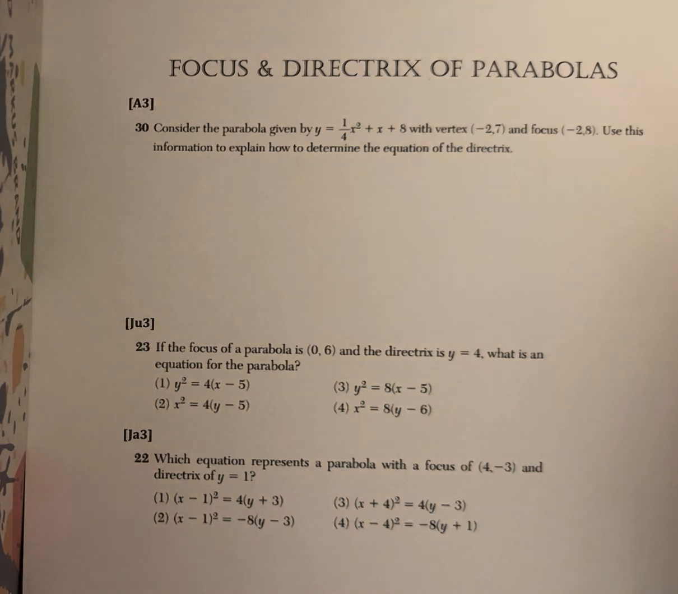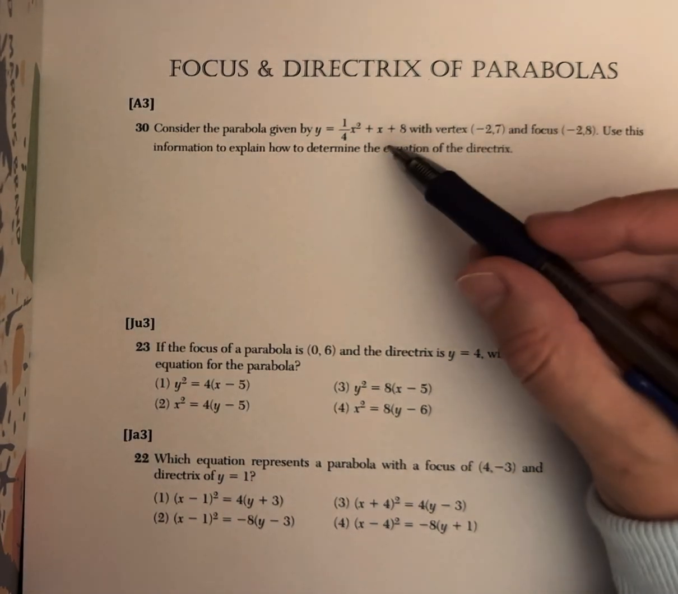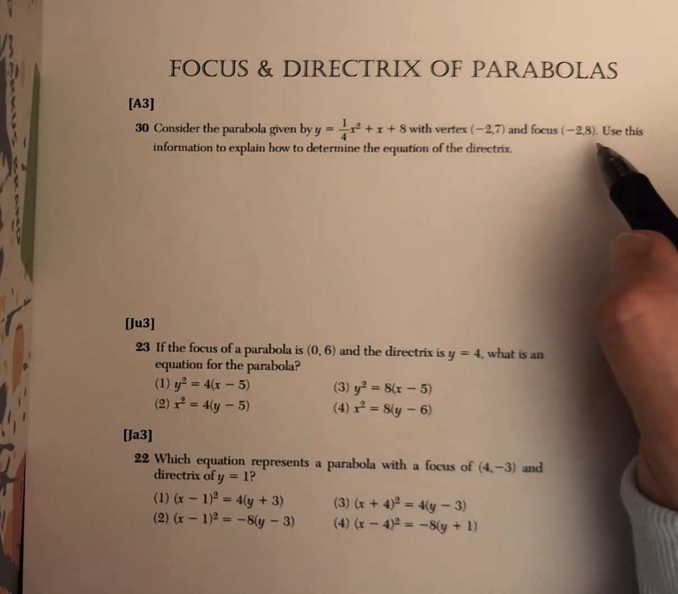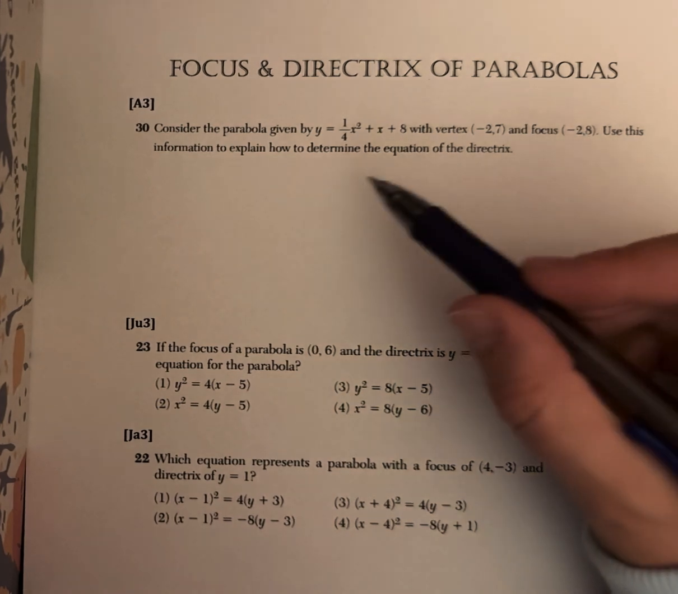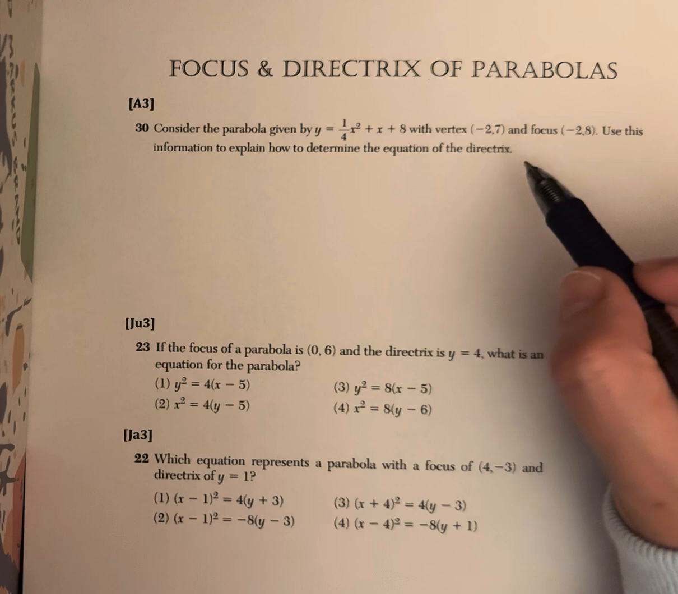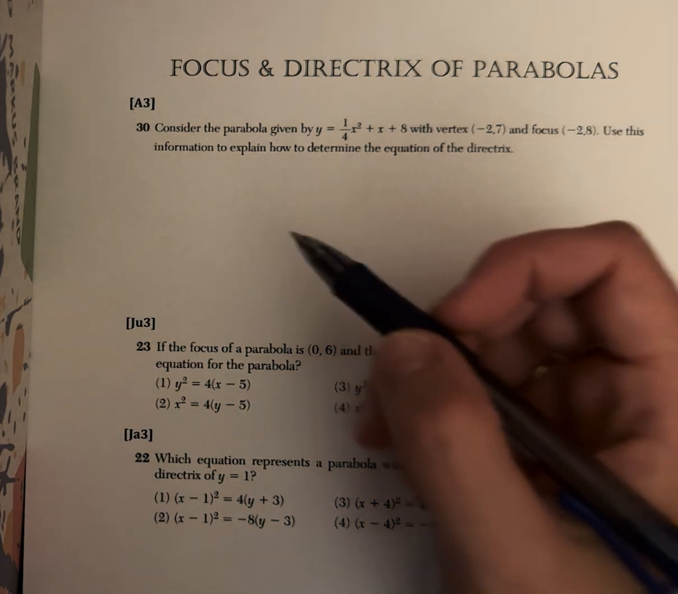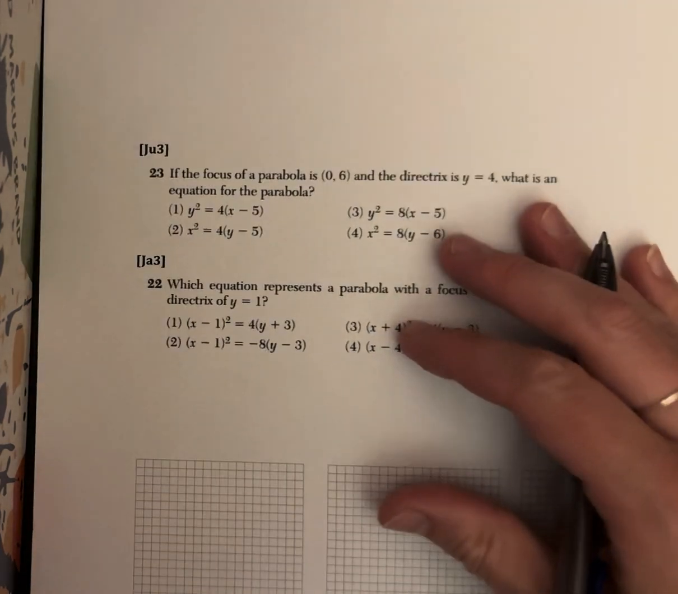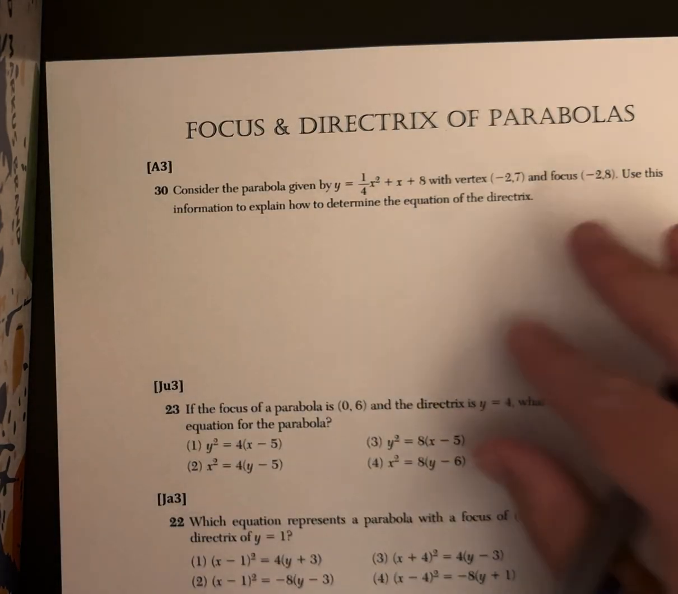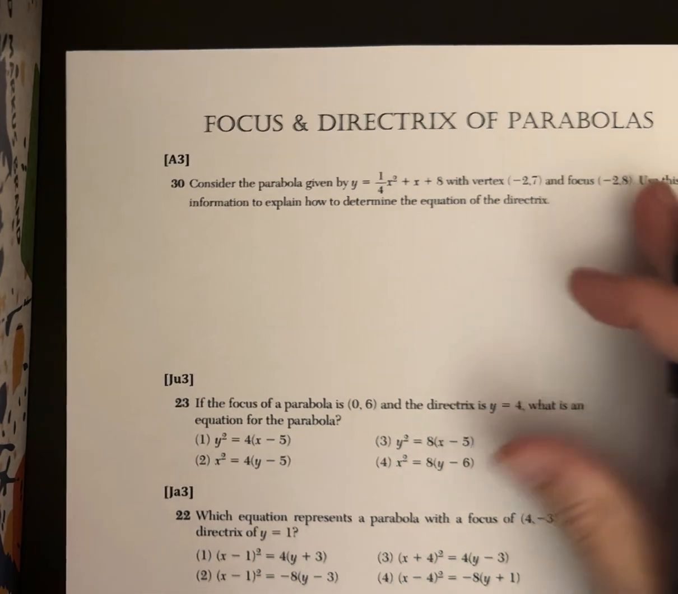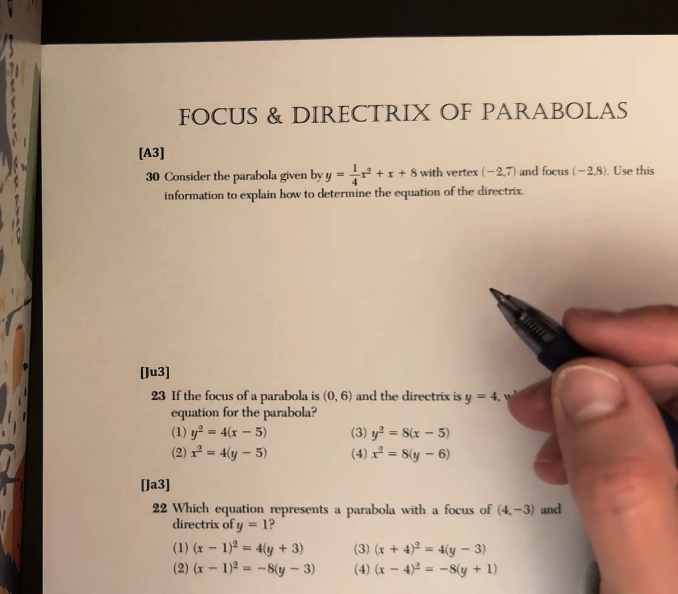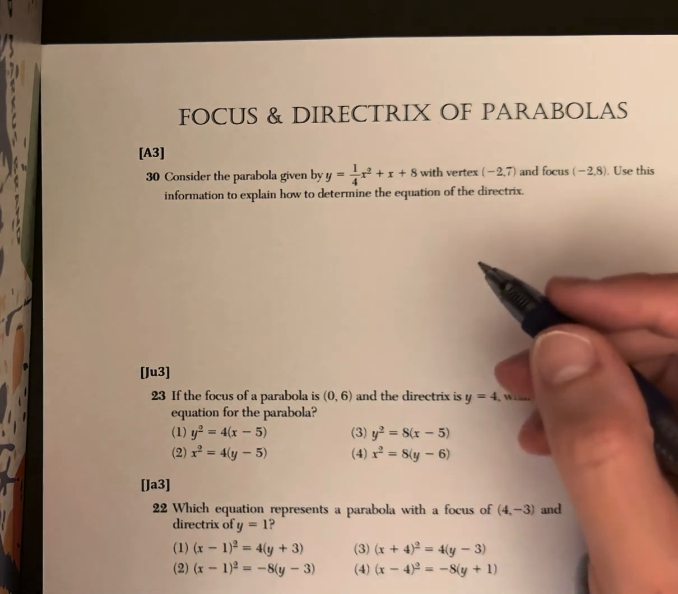On the next page, number 30 says, consider the parabola given by this equation with a vertex of -2, 7 and a focus of -2, 8. Use this information to explain how to determine the equation of the directrix. So I put some graph paper down here. Again, even if it's short answer, you can draw your own graph. Your scrap graph paper won't be graded. So if you do want a graph graded, then you're gonna have to draw it on here.